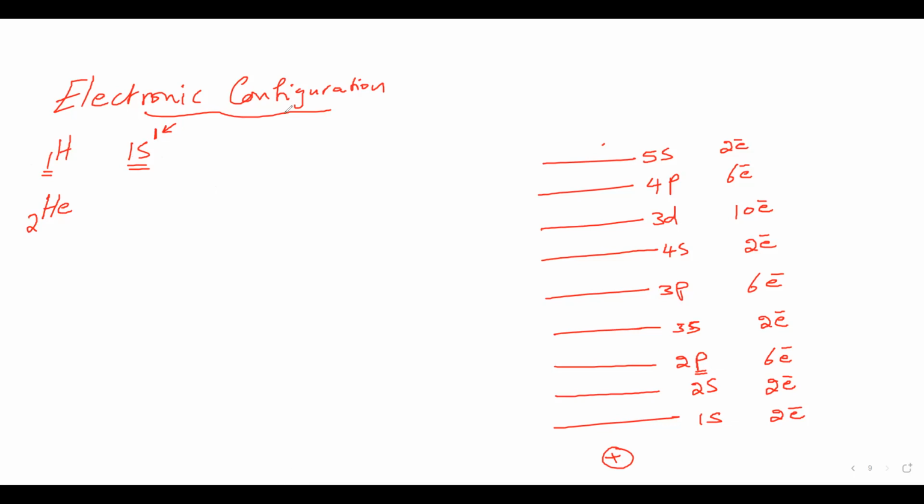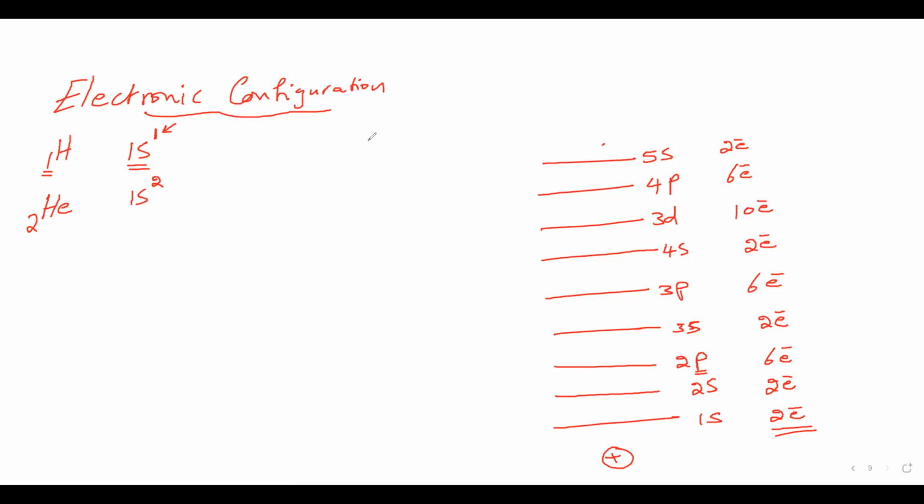Yes, excellent, Yamavi. They also will enter the 1s, because the 1s should be filled by 2 electrons before getting to a higher energy shell. We have to fill the 1s first, and the 1s is filled by 2 electrons. So if we have these 2 electrons, they should also go in the 1s.